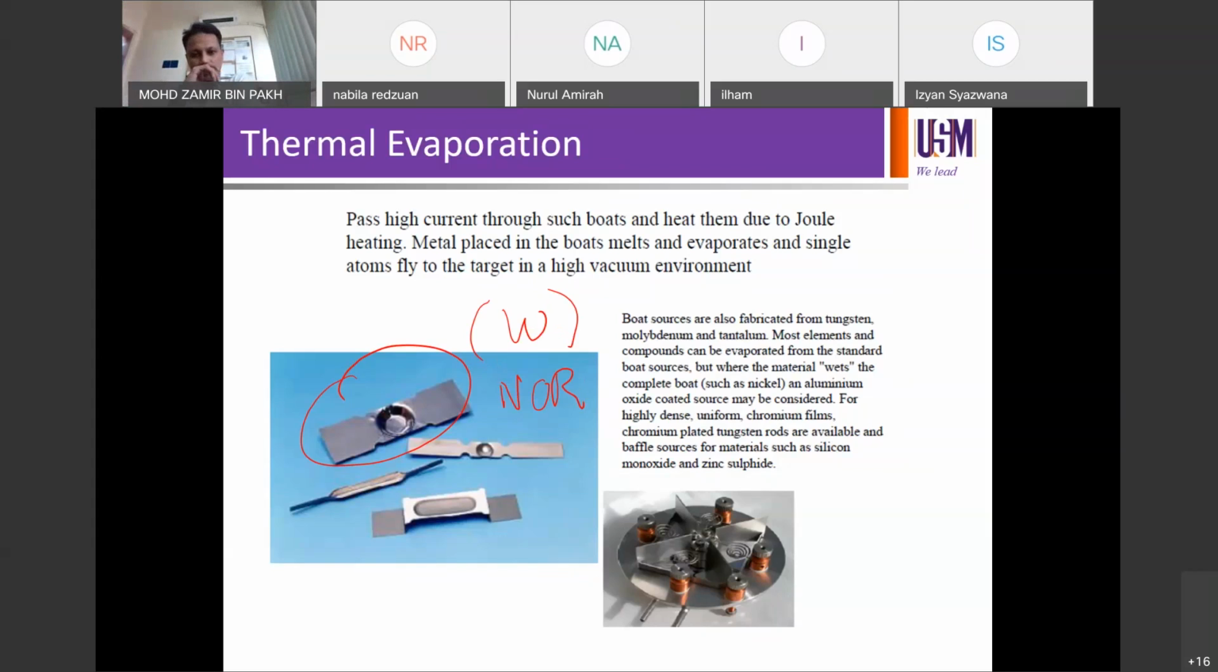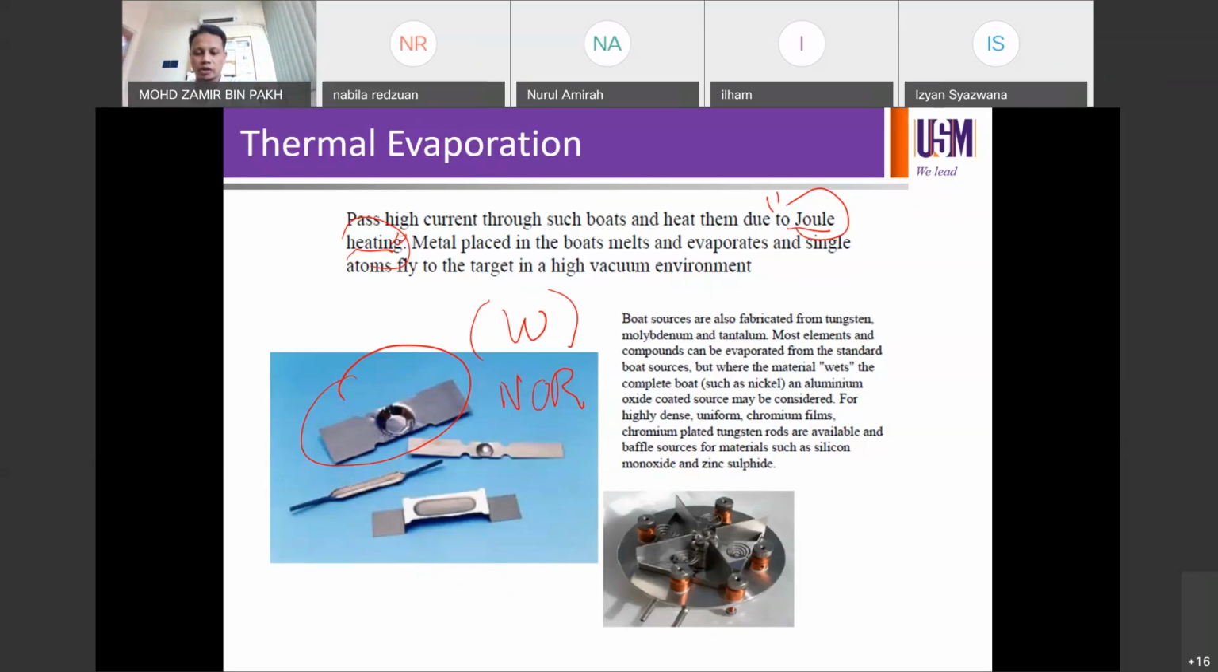So you pass high current through such boats and heat them due to Joule heating. Resistive heating is also called Joule heating. Same thing, if some people mention Joule heating, then it's actually resistive heating or the thermal evaporation process. So the metal placed in the boat melts and evaporates, and multiple atoms fly to the target in a high vacuum environment.